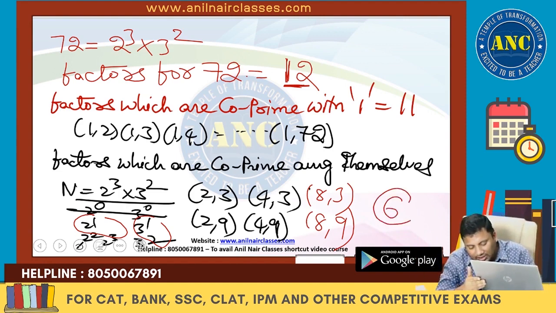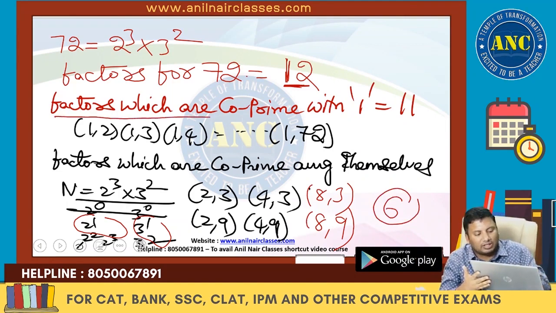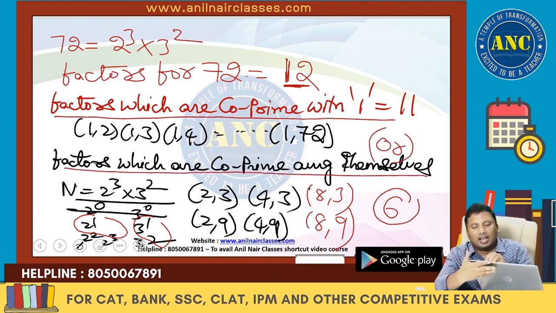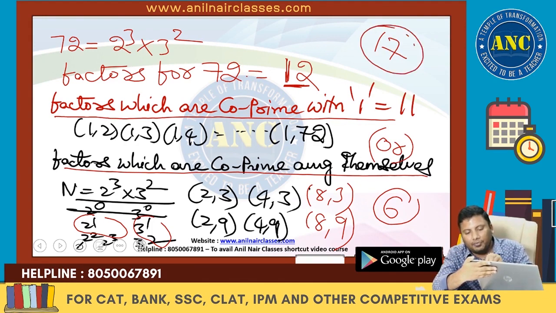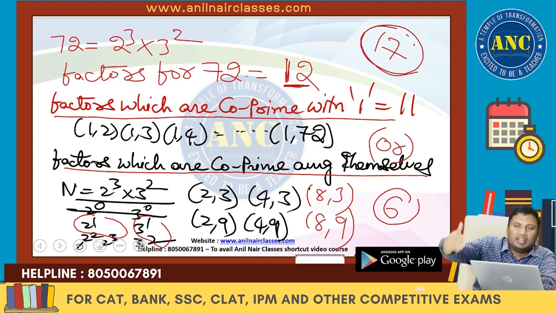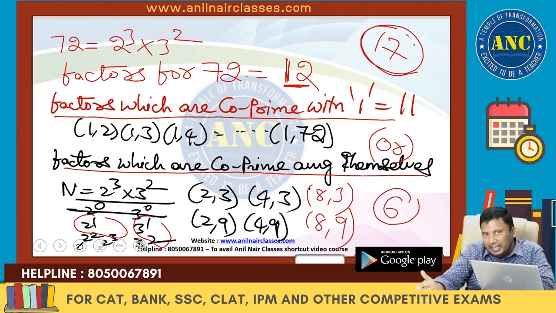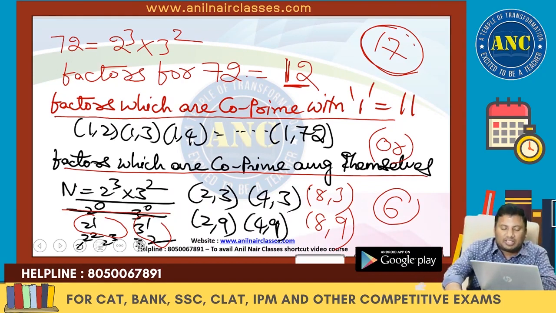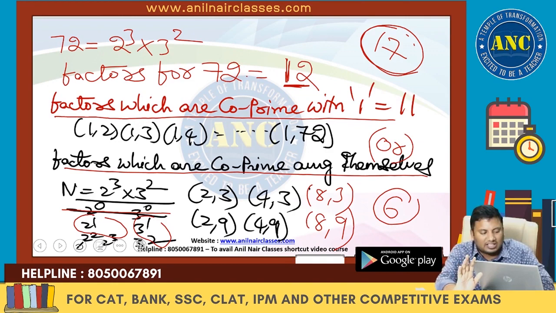Totally, what will be the answer? 6. So factors which are co-prime with 1 are 11, and those which are co-prime among themselves are 6. 11 plus 6 is 17. How many factors of 72 are co-prime with each other? It is a two-step solution. Factors which are co-prime with 1 we have to take, and otherwise eliminate the powers of 2, taking all the powers of a prime number with every other prime number's powers. 11 plus 6 is 17.